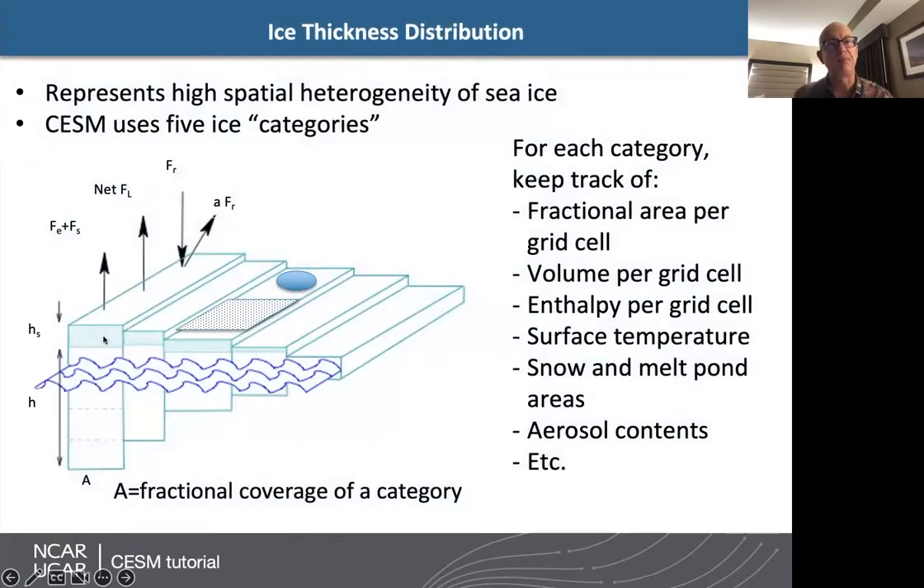And so what we do is we break it down into these thickness categories, and we solve these energy budget pictures in the thermodynamics over each of these individual ice types. The largest portion of the ice is below the water. But there's snow on top of here, there could be ponds, there could be aerosols in each of these individual ice categories. And so it can be a complex thing. And what we're doing is we're actually advecting this around with the ice throughout the model simulation.